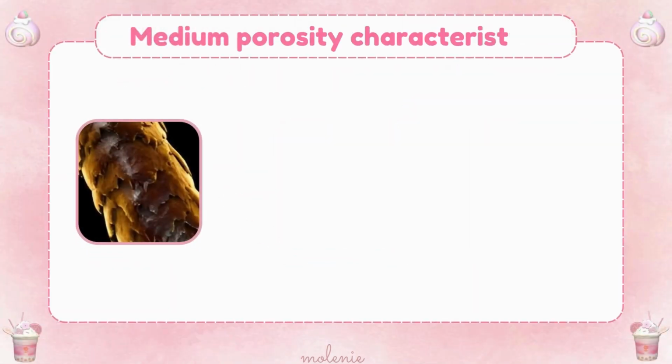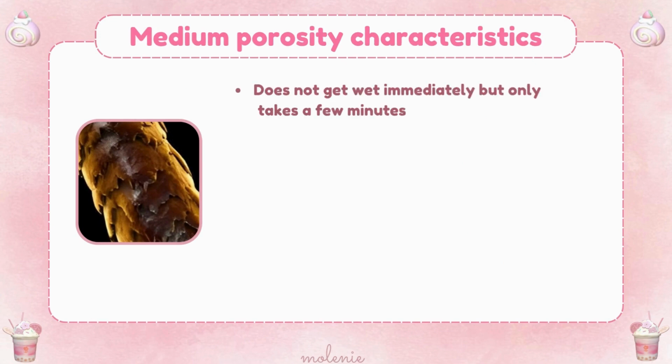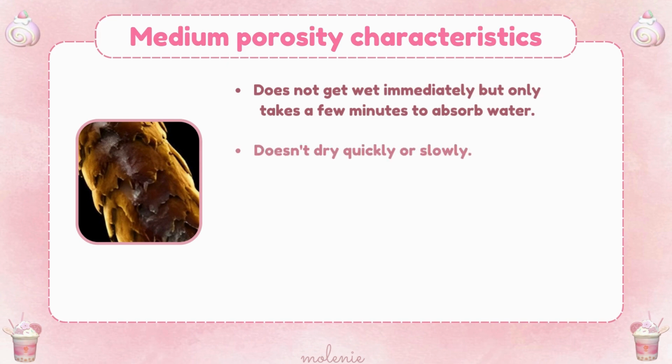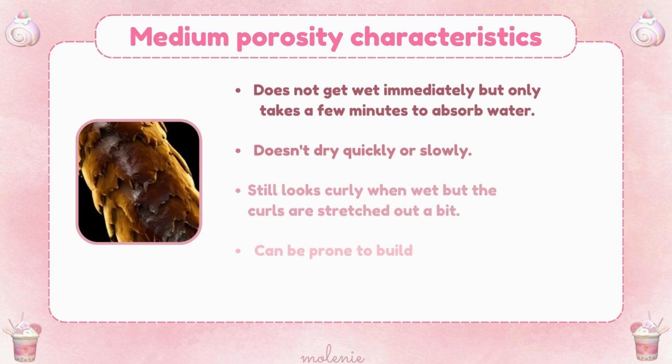Medium porosity characteristics. This type of hair does not get wet immediately but only takes a few minutes to absorb water. Doesn't dry quickly or slowly. Still looks curly when wet, but the curls are stretched out a bit. Can be prone to buildup, dryness, and over-moisturization.